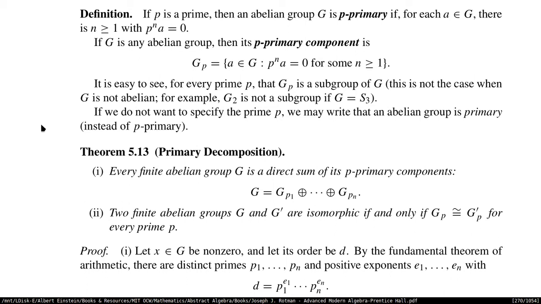So pick the biggest power of the prime that divides the order of the group, and then just multiply everything by that power. Everything that's sent to 0 is going to be the p-primary component, and that'll be a subgroup. Right, and everything that goes to 0 would constitute the kernel.